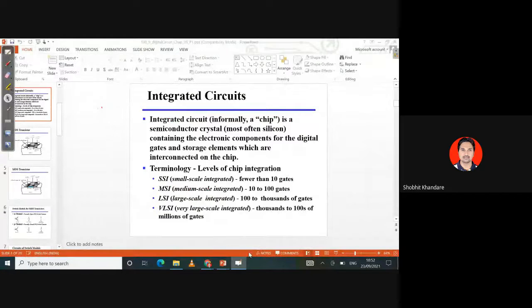Sir. Haan, haan, bolo, bolo. Sir, ye number of gates on a single chip, hai na? Yeah, yeah. Number of gates on a single chip. Yes.